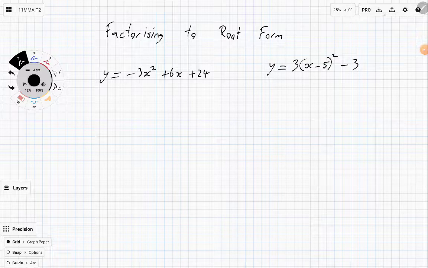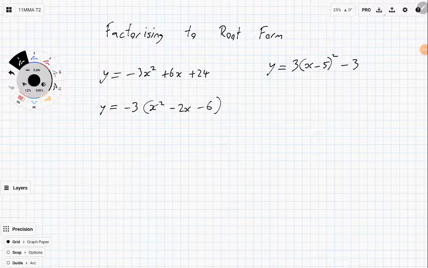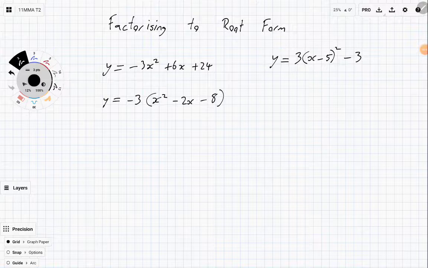The first one's clearly got a factor of 3 at the front. In fact, I'm going to take out negative 3. Now it's going to leave me with x squared minus 2x minus 6. Again, you can just check by expanding the brackets. Oh, not 6. It'll be minus 8. Alrighty, and you can check by expanding the brackets to make sure that that works out. And now from here, I'm going to try to factorize the inside bit by using a t-chart.